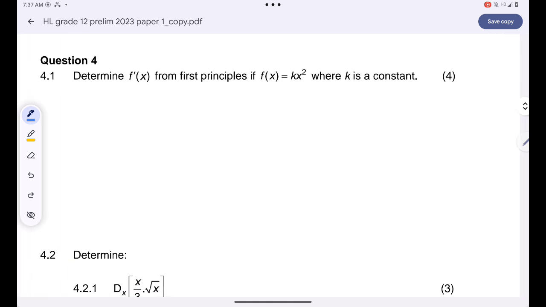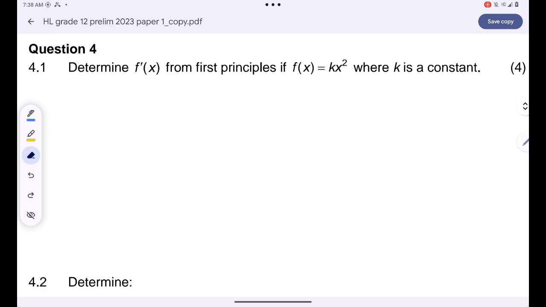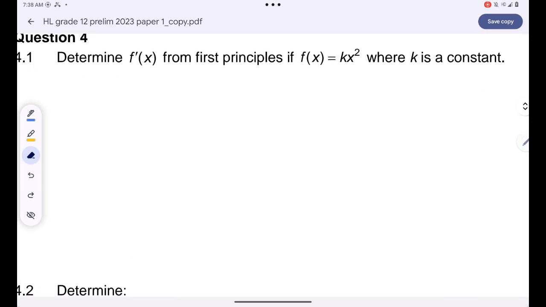Okay, I'm supposed to determine the derivative of f of x from first principle, where k is just a constant term. There is an equation we use, guys, to find the derivative. It simply says the derivative is basically equal to the limit as h approaches 0 of f of x plus h minus f of x all over h.